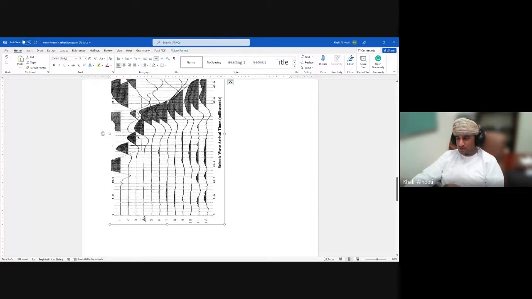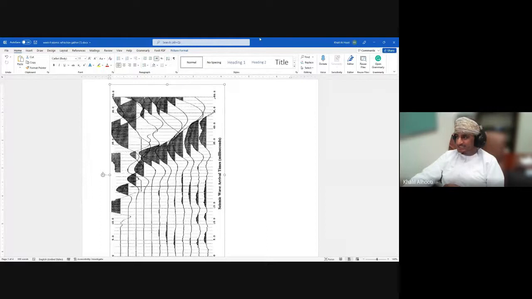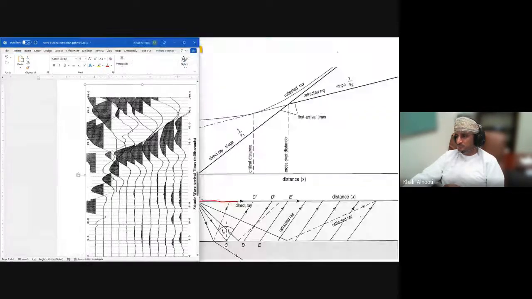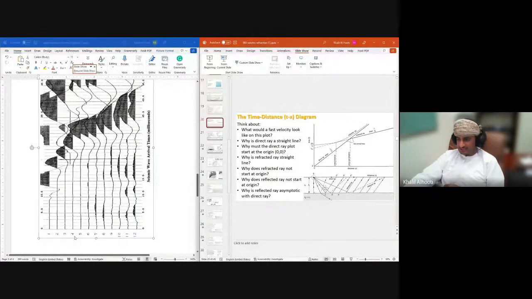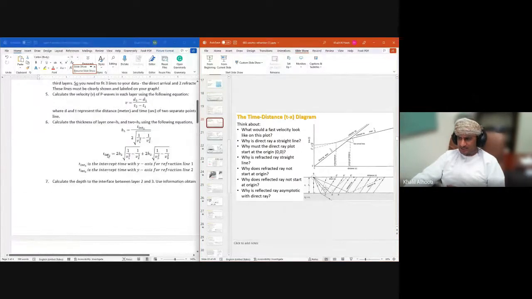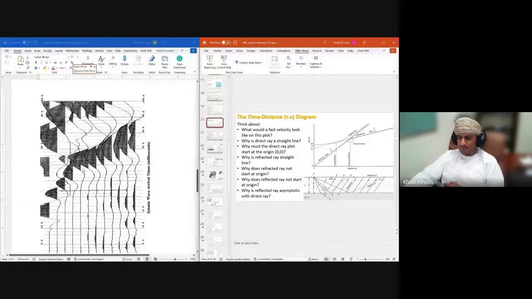Geophone 1, 2, 3, 4, 5, and so on. This is exactly similar to what you see here. So this is time, that's distance. These two things are similar. But go back to the first slide, the first part here, and pick the P wave arrival. We are interested right now only in the P wave. How can I pick it? Where is the P wave?